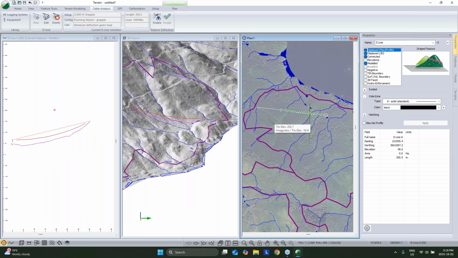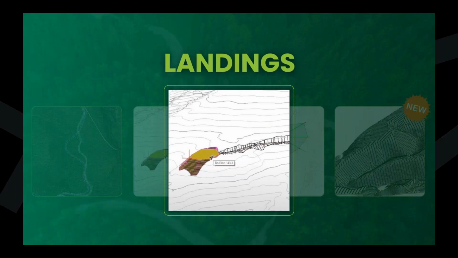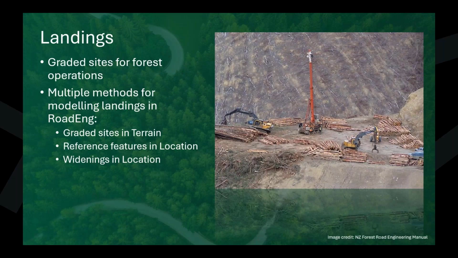Perfect. And I love the transition. You mentioned landings, which is where we are going next. So landings, essentially spots where we can gather and store wood. They provide space for equipment, whatnot. And we tend to shape and grade those areas to support their needs. Now, there are a few different ways to create a landing in Roadeng.